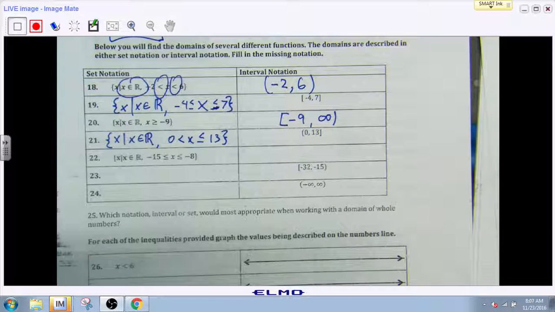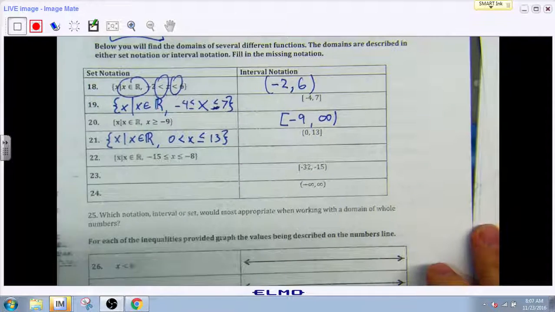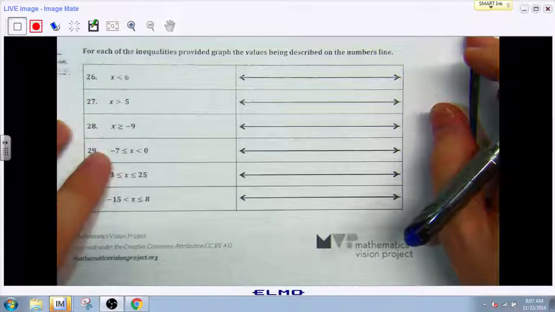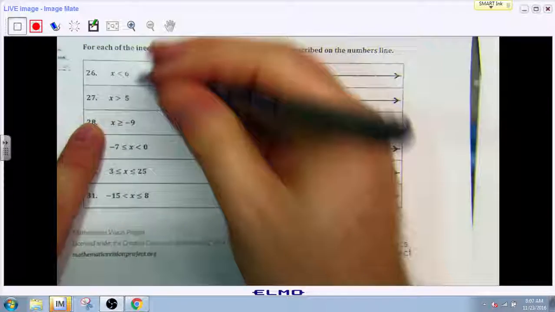Next, let's go down to this section. This, I'm hoping, is review, where we're just graphing inequalities. Okay, I'll do number 27 here.